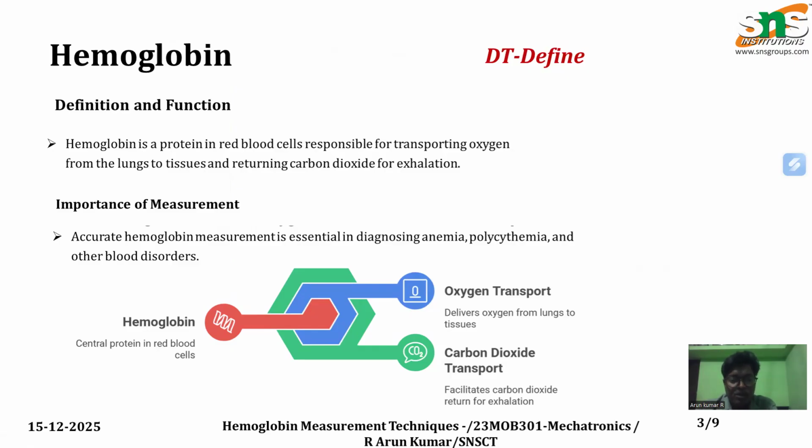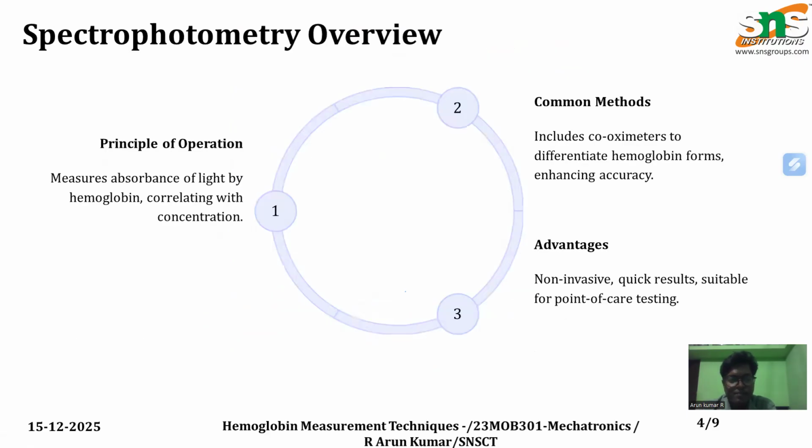For example, hemoglobin transfers oxygen and carbon dioxide, and we represent this with multiple colors. The red color represents hemoglobin, the central protein in the red blood cell. Oxygen transfer is represented in blue, delivering oxygen from the lungs to the tissues. Carbon dioxide transport is represented in green, facilitating carbon dioxide return for exhalation.